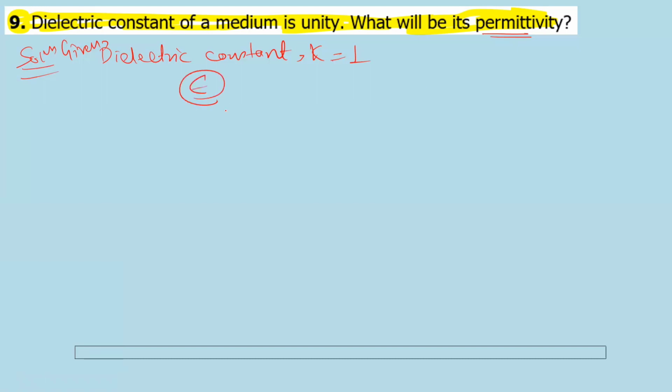Okay. So we know that K is equal to epsilon by epsilon naught. This is the permittivity of the medium, and this is the permittivity of free space. So here, in order to calculate epsilon, we can write epsilon is equal to K epsilon naught. And we know the permittivity of free space has the value 8.854 into 10 to the power minus 12, right?